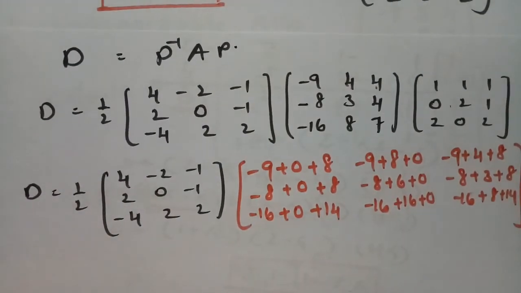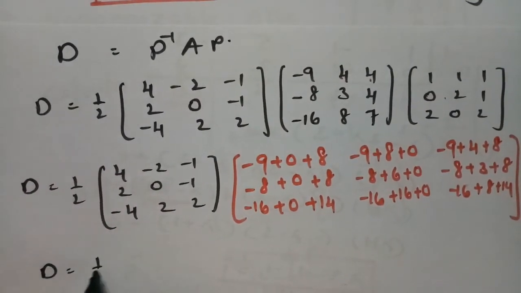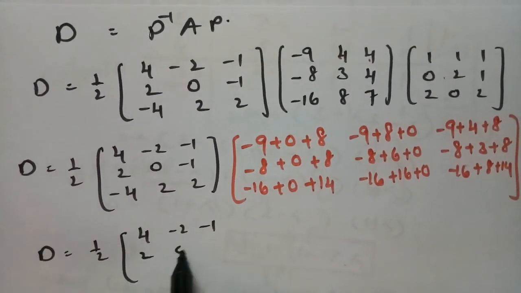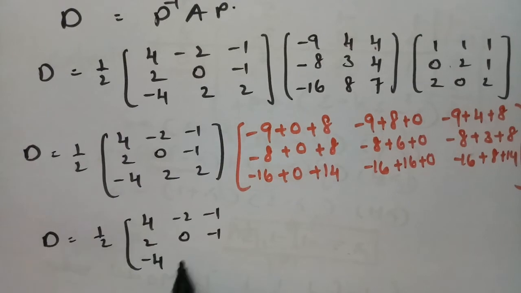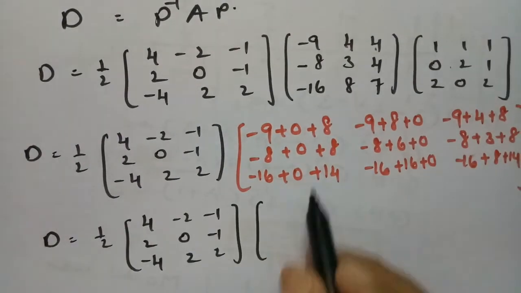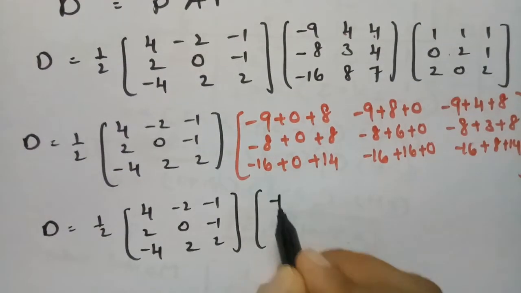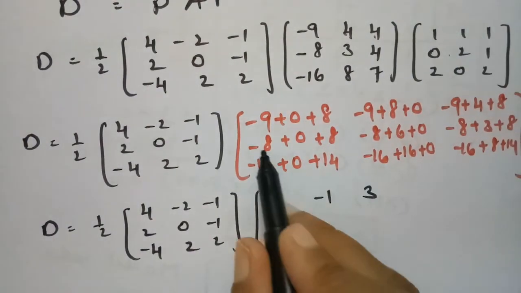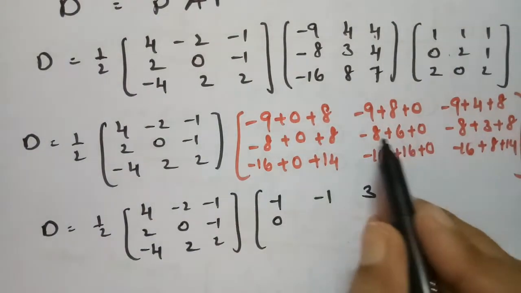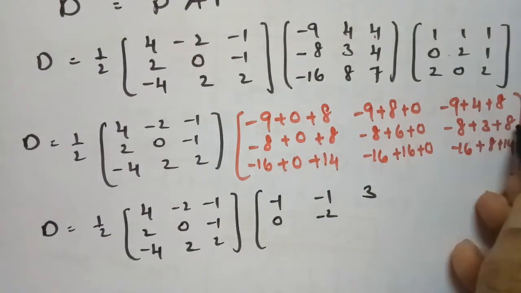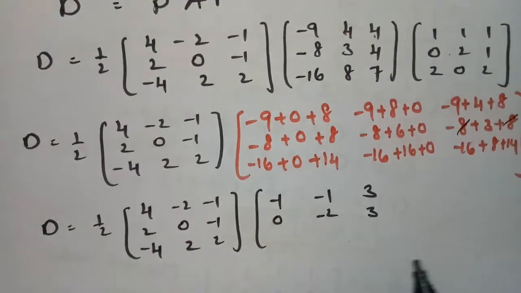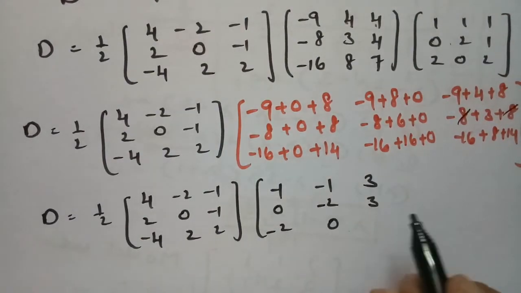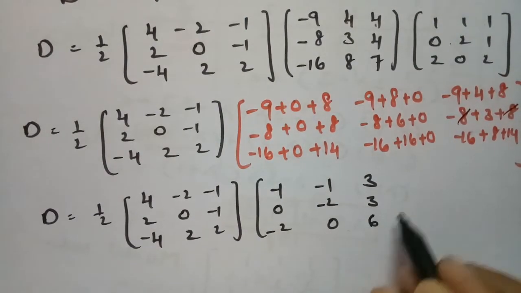If you see, D value will be half times 4 minus 2 minus 1, 2 0 minus 1, minus 4 2 2 into, so if you see, this will be minus 1, this is minus 1 again, and this is 3, and 8 minus 8, this value is 0, and this is minus 2, and we are very clear that this value is 3, and this is minus 2, and this is 0, and this is going to become 6.